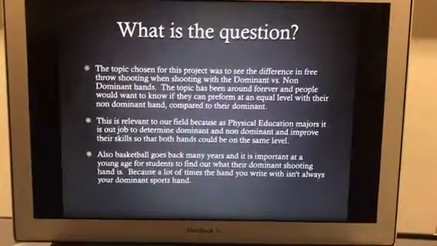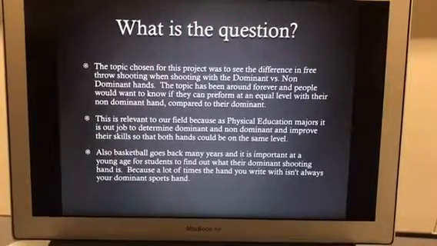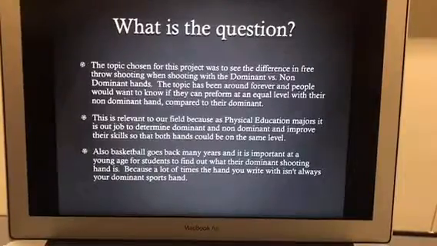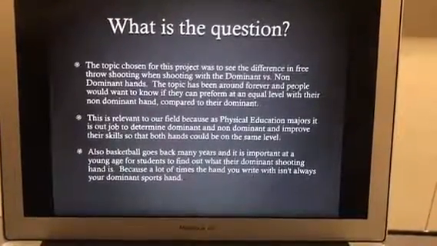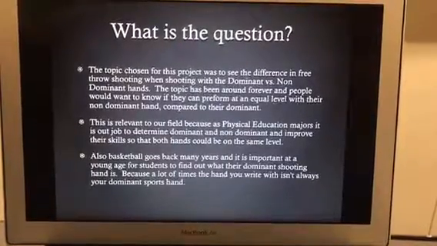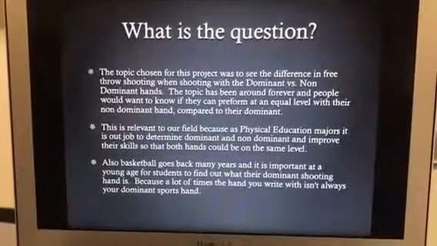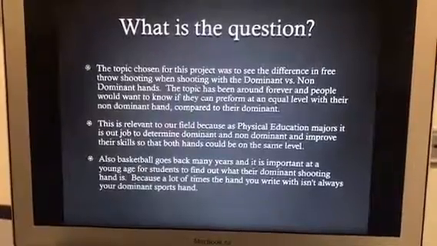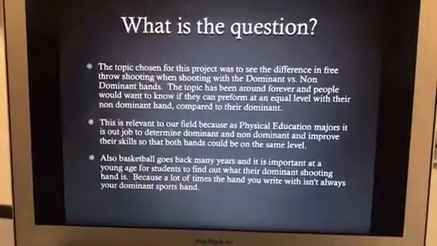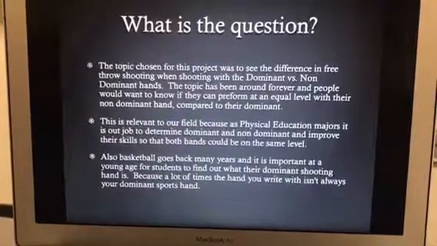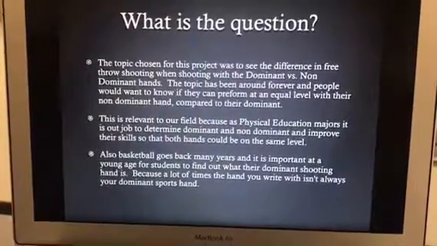This topic has been around forever, and people want to know if they can perform at equal levels with their dominant versus their non-dominant hand. This is very relevant to our field of physical education. What makes the free throw so relevant as physical education majors is that we have to teach skills like this every day in class. A lot of our students come to us and ask us questions about different skill sets, and free throw shooting has definitely become one of them.